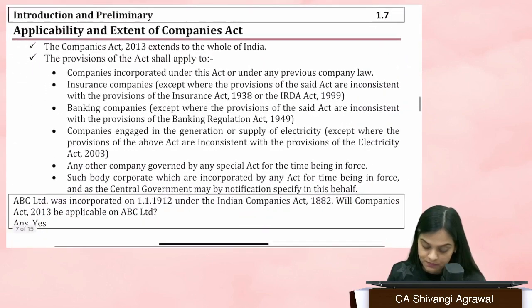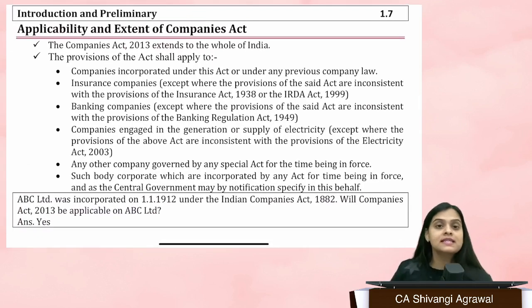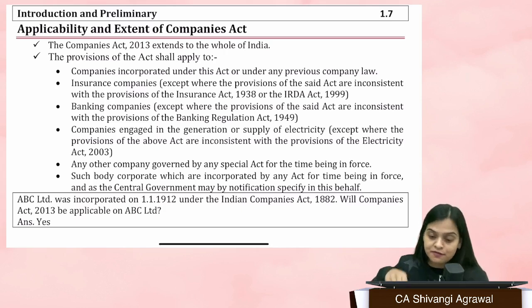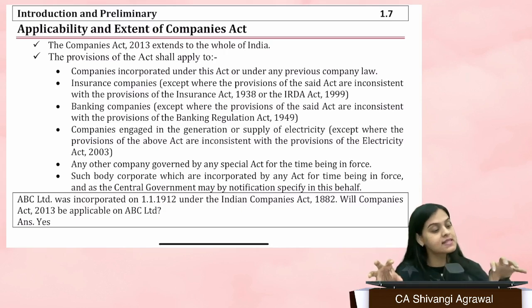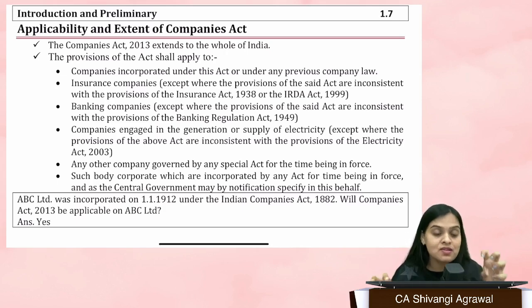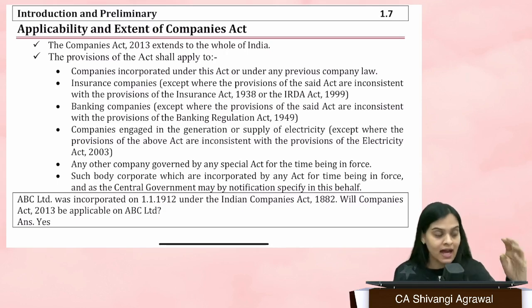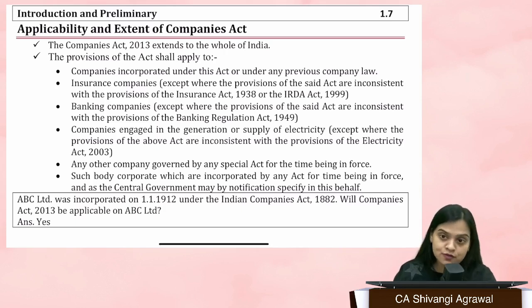The Companies Act 2013 extends to the whole of India. Whenever we are talking about applicability, there is a difference between applicability and extent. When we talk about extent, it refers to the geographical boundaries. Earlier, before the Jammu and Kashmir Reorganization Act, there were different laws prevailing in the state of Jammu and Kashmir. We have all seen even the movie, so we have that idea and I'll not get into that.